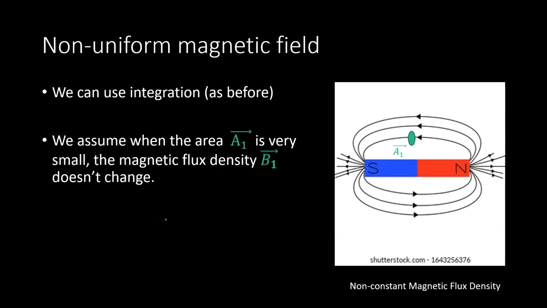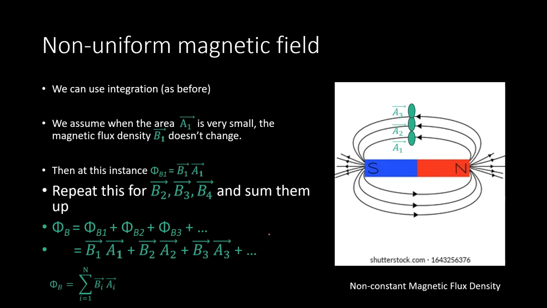We assume with a smaller area, A1, these are very small, the magnetic flux density on this very small area A1 doesn't change, it's still B1. And then at this instant, phi B1 is equal to B1 times A1, okay? And then we pick up another plane as B2, B3, and B4. Okay, so we repeat this one for B2, B3, and B4. We pick up other planes as A2, A3, and then they correspond to B2 and B3. And we add them up.